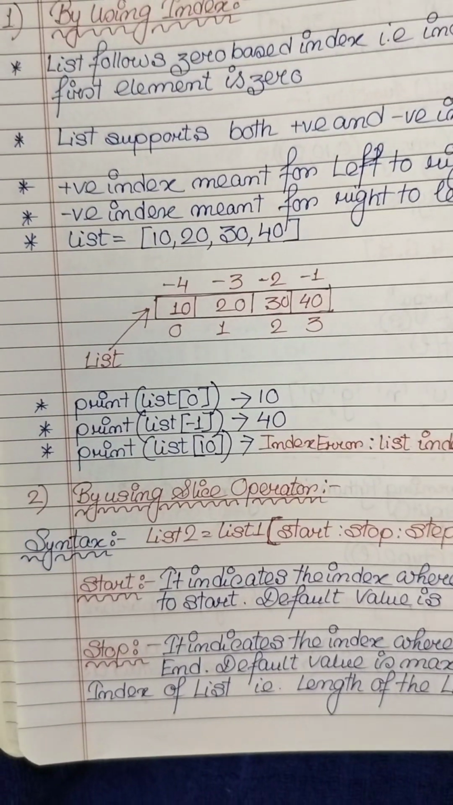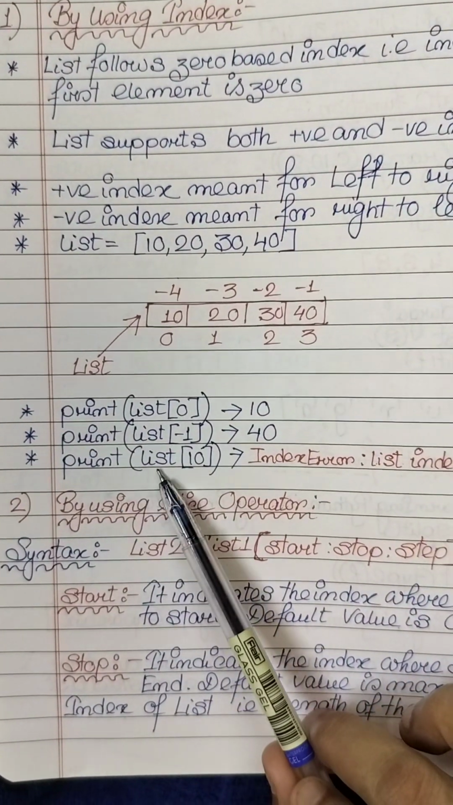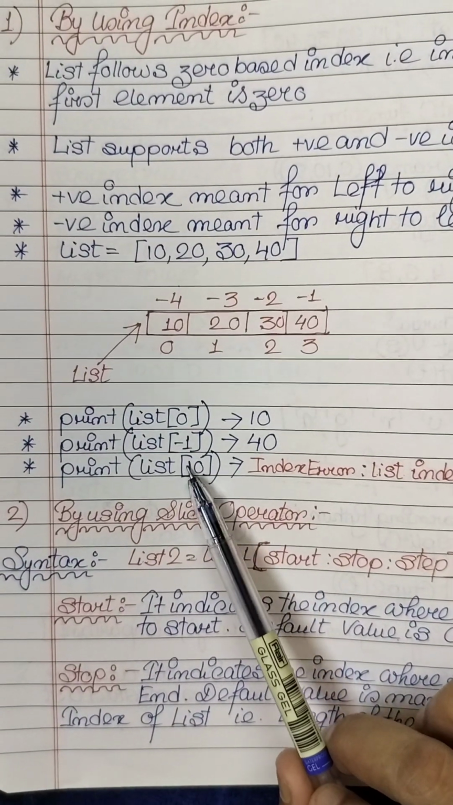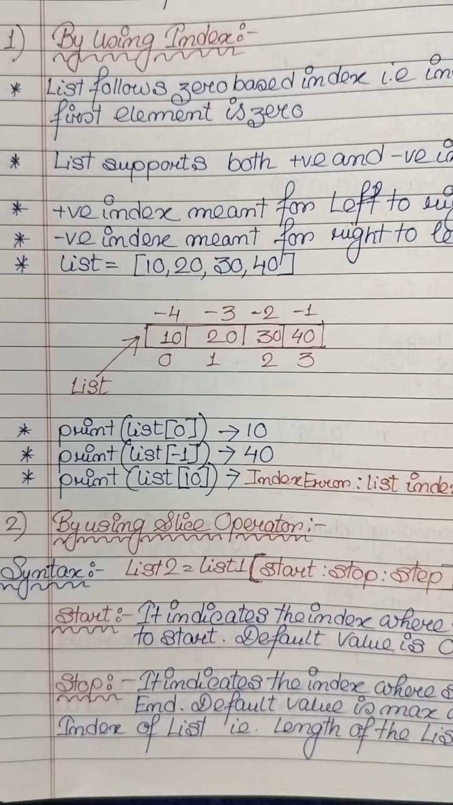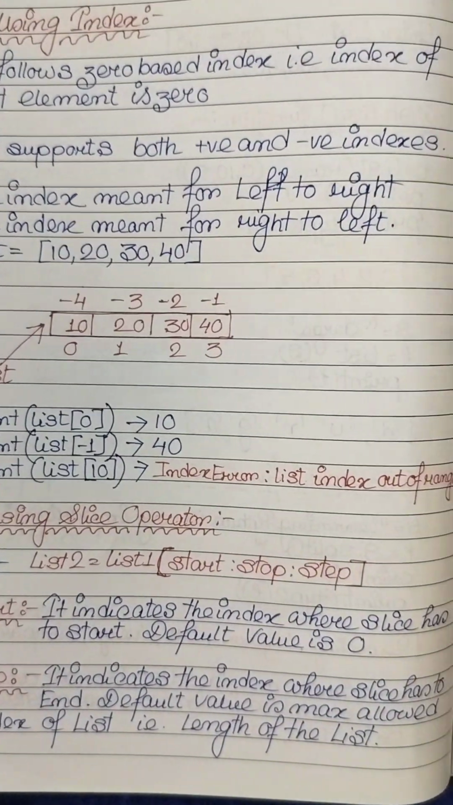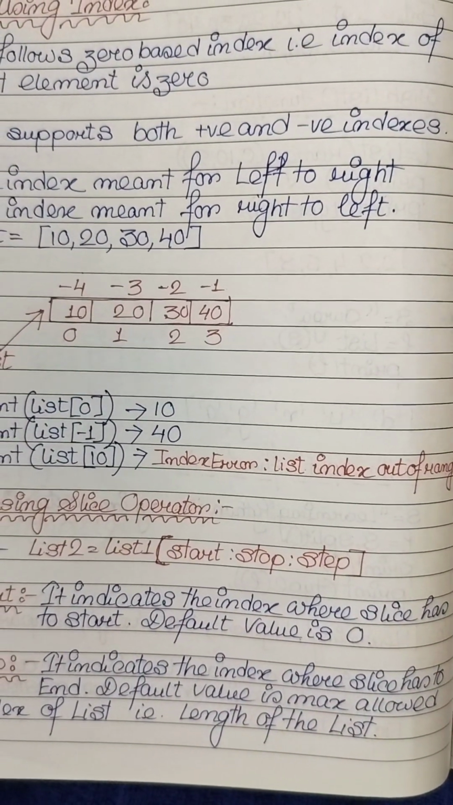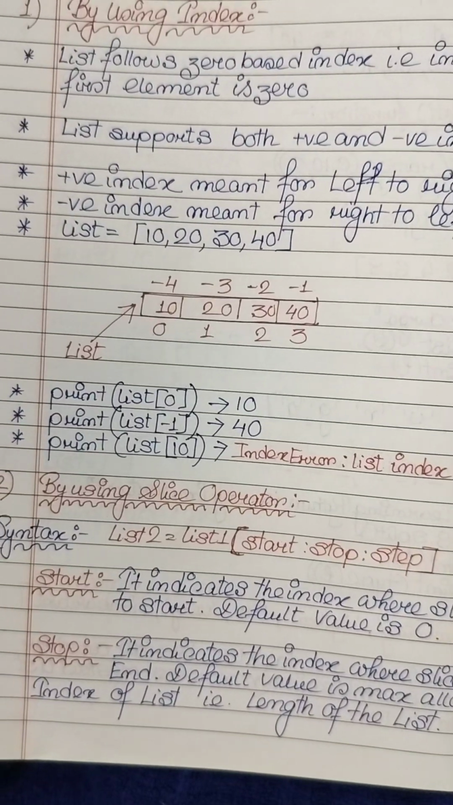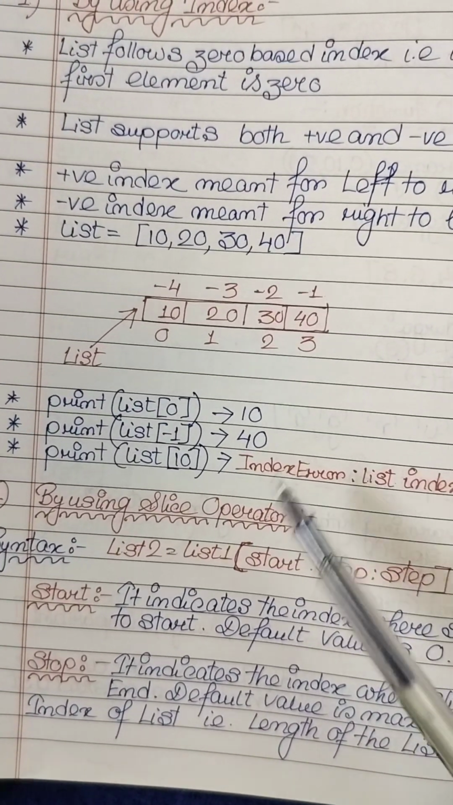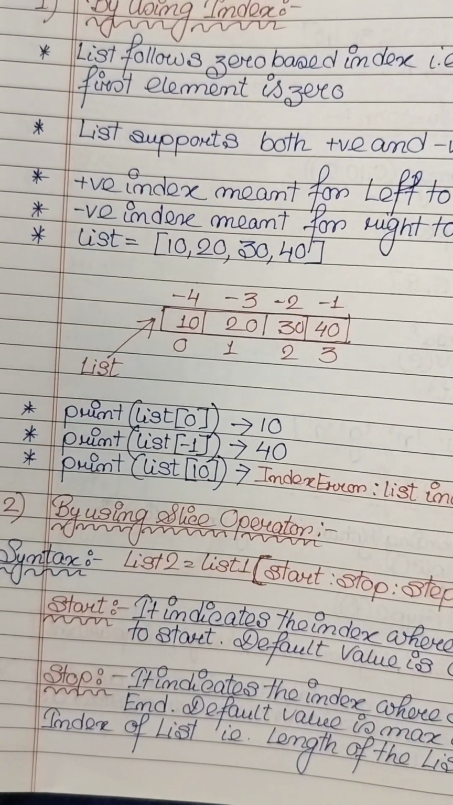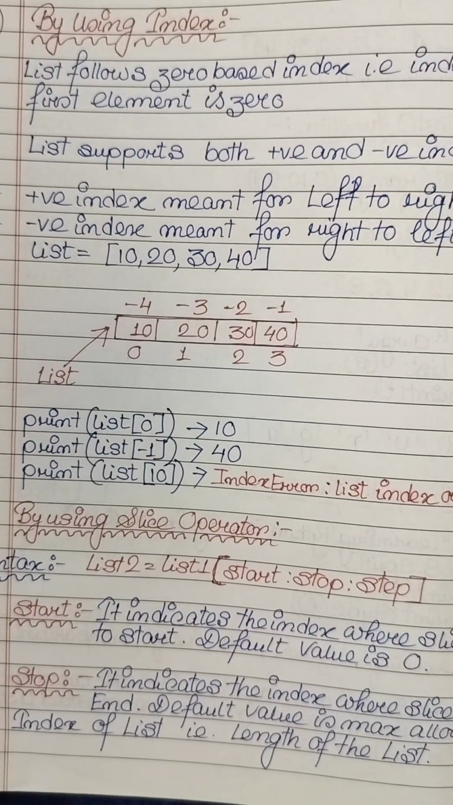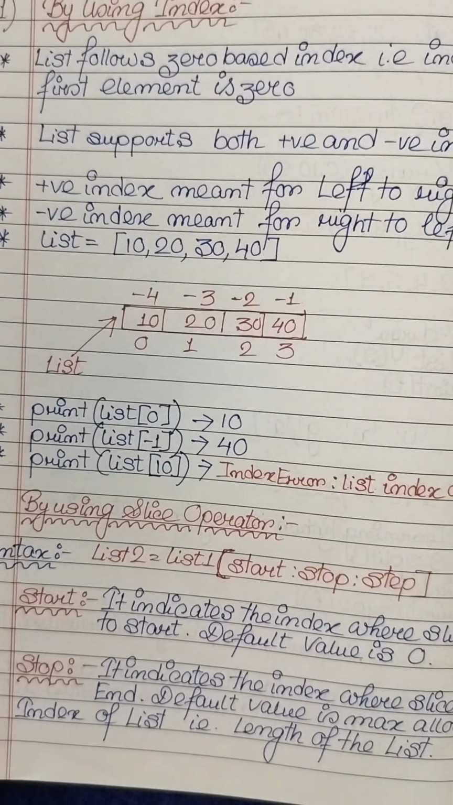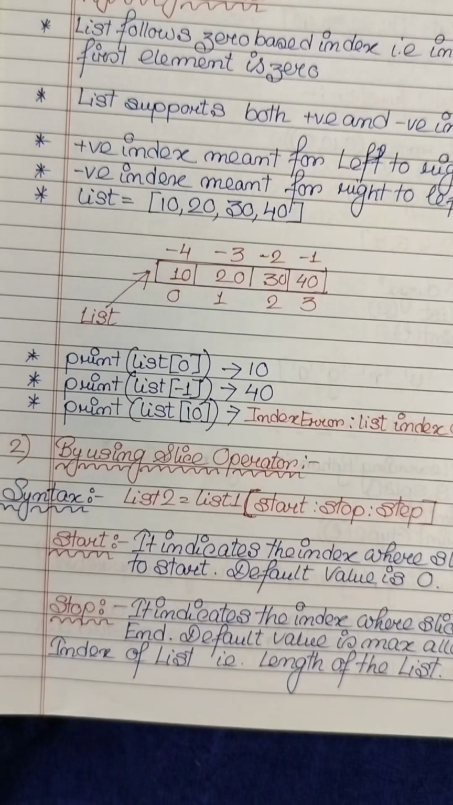But suppose we write print(list[10]). This index 10 is not present in this list, so it gives an IndexError: list index out of range, because index number 10 is not present here.